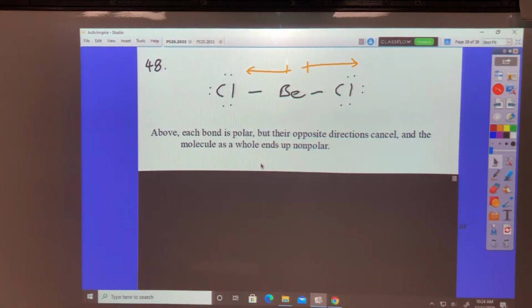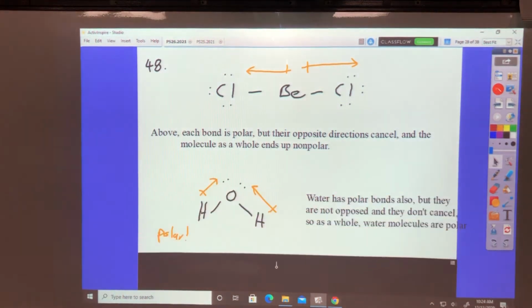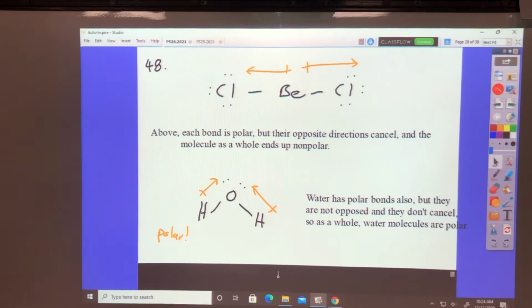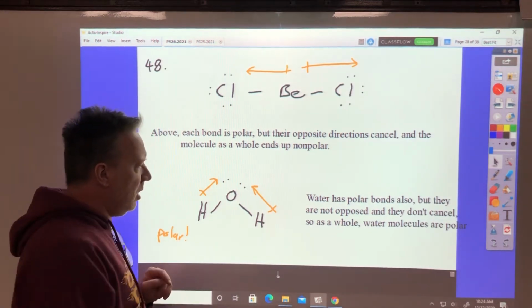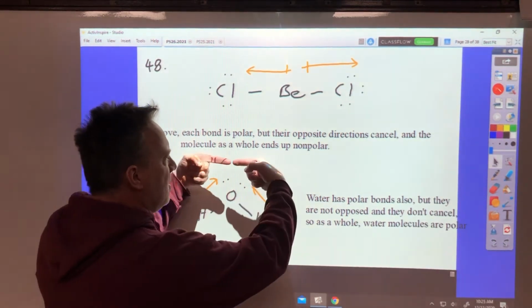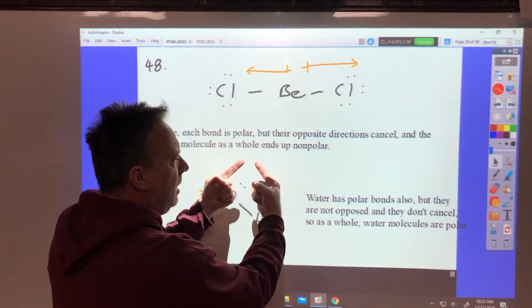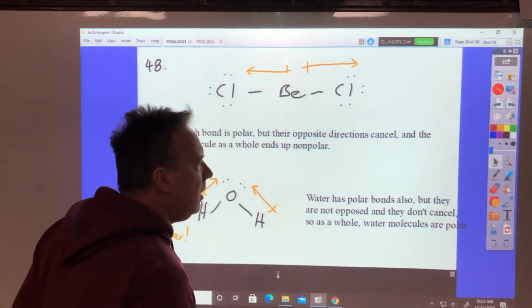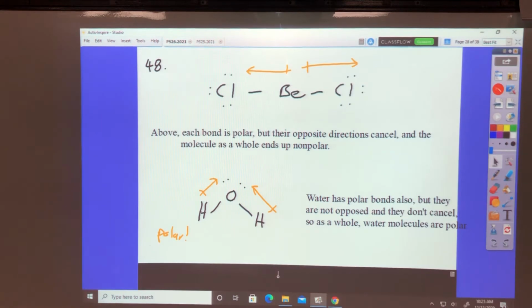Now let me give you a different example, one you're familiar with. H2O. Water is polar, and it's got 2 polar bonds, but these don't cancel. They kind of work together. So water has polar bonds also, but they are not opposed and don't cancel, so as a whole, water molecules are polar.